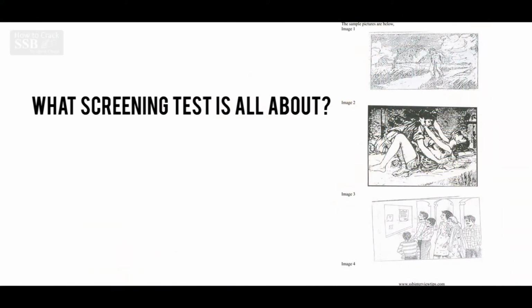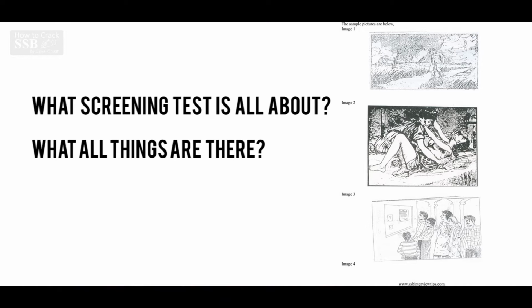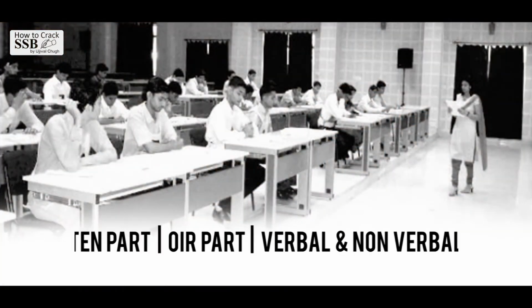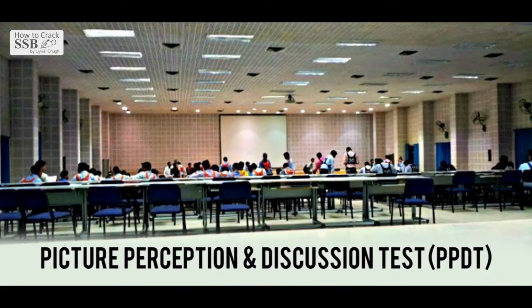So today we will be talking about phase 1, and this phase 1, which is the screening test, will be covered in 3 episodes. The first episode, that is today, we will be talking about what the screening test is all about, what all things are there and what is the need of it. Then screening has 2 parts. One part we will discuss today, that's the written part, the OIR part, verbal and non-verbal, and the second is PPDT, picture perception and discussion test.